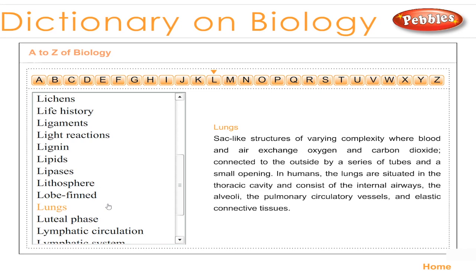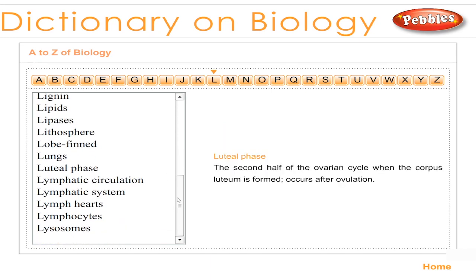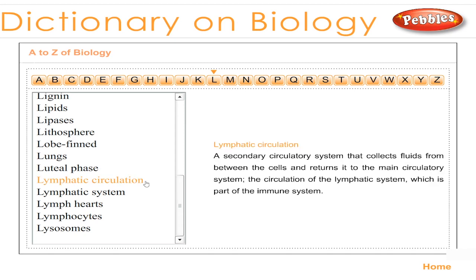In humans, the lungs are situated in the thoracic cavity and consist of the internal airways, the alveoli, the pulmonary circular vessels, and elastic connective tissues. Luteal phase, the second half of the ovarian cycle where the corpus luteum is formed, occurs after ovulation. Lymphatic circulation, a secondary circulatory system that collects fluids from between the cells and returns it to the main circulatory system. The circulation of the lymphatic system, which is part of the immune system.